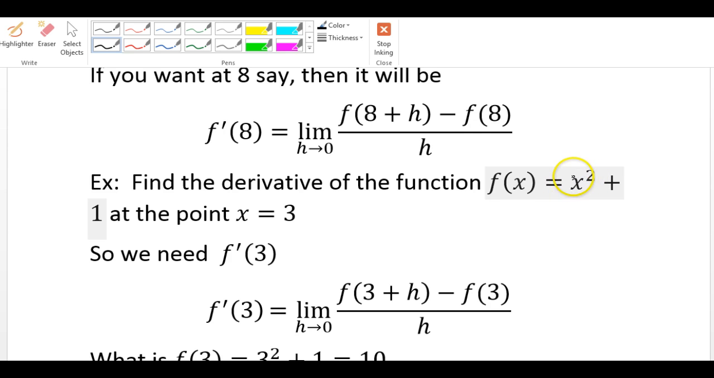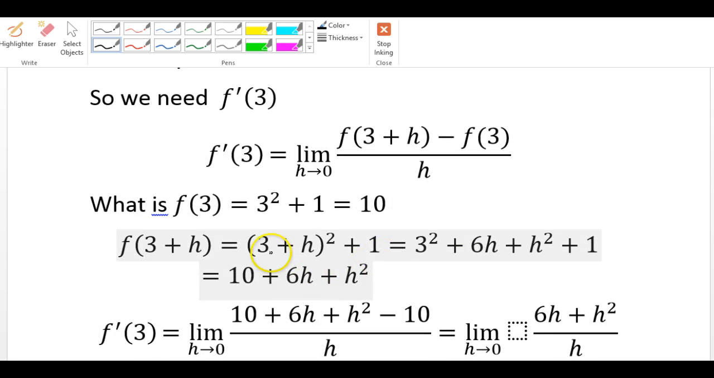We get (3 plus h) quantity squared plus 1. At this point, it might be a good idea, you don't have to, to expand it out so that it becomes simple. So we have a complete square here. So we expand it out, what happens?